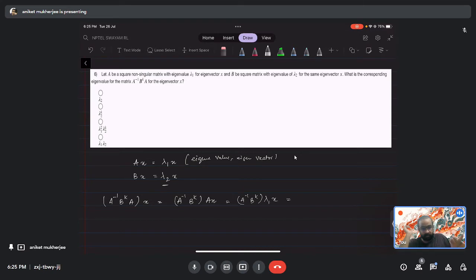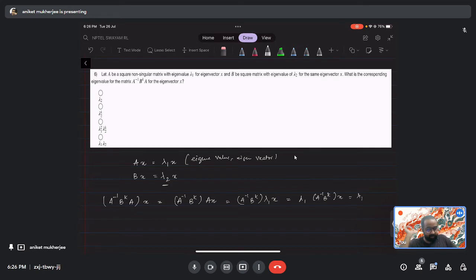Since lambda 1 is a constant, you can change the place in which it multiplies. But if lambda 1 was not a constant, you can't flip A into B. If A and B are matrices, A into B is not equal to B into A. It might be in some cases that A into B equals B into A, but it's not always true. But since lambda 1 is a constant, you can bring it out. So lambda 1 A inverse b^k into x.